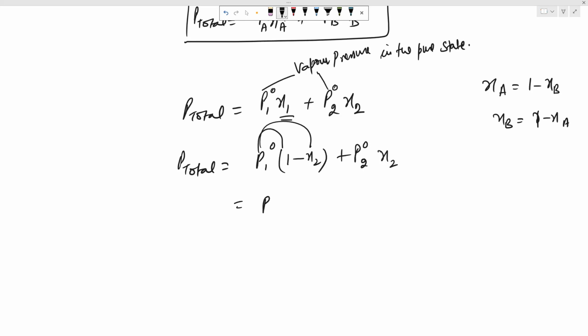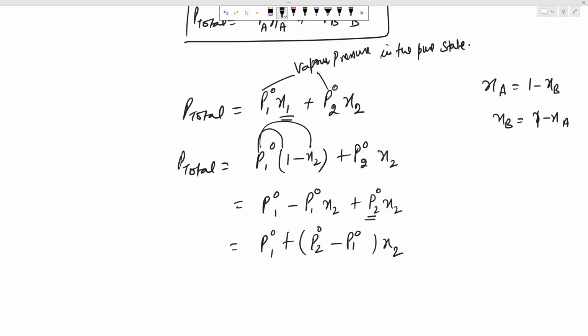What you will get is P1 naught minus P1 naught into X2, plus P naught 2 into X2. Now take X2 as common. So you can write P1 naught, and then X2 is common, so P2 naught will be positive here. So I'm writing P2 naught first and then minus P1 naught, and this will be X2. So in terms of the mole fraction of the second component, you can write this formula.